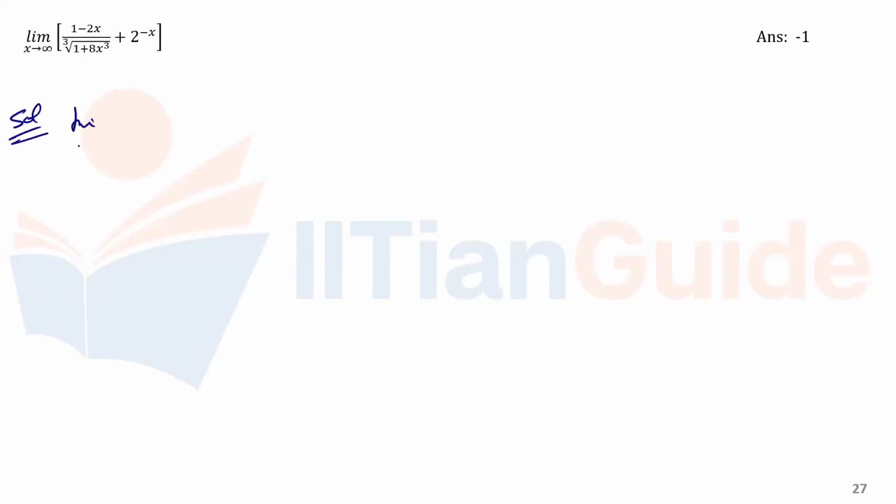Limits x tending to infinity. We have 1 minus 2x divided by cube root of 1 plus 8x cube. 1 plus 8x cube has the power 1 by 3, I'm just writing like this. After that, 1 upon 2 power x. We need to find its value. Whatever you said is correct, but it's not working here. We have a power 1 by 3 here. I cannot factorize a cube plus b cube. Am I right?